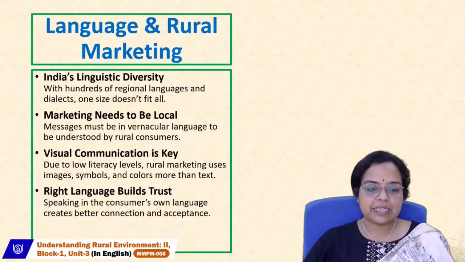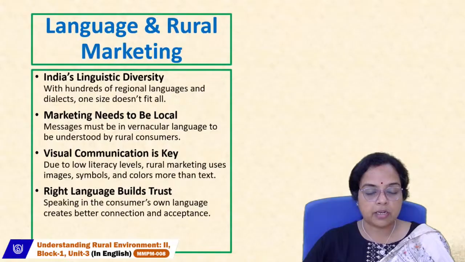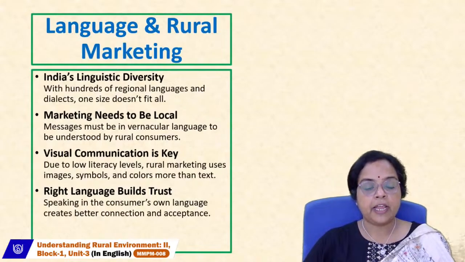Visual communication is key. Due to the low literacy levels in the rural belt, rural marketing uses images, symbols, and colors. Those are more accepted, or those are in regular use by that particular belt of people, or else they are not going to accept your communication from the company. You have to use symbols, images, and colors that are friendly and understandable by these people.